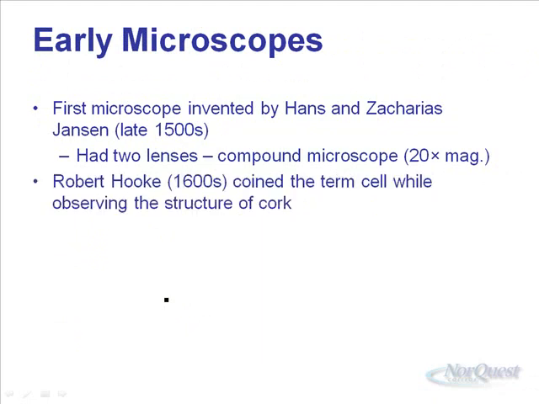In about the 1600s, Robert Hooke coined the term cell while observing the structure of cork. If you look at cork and you take thin slices of it under a microscope, you'll see little pockets, little holes, and he described these as cells because they look like the cells of a monastery.